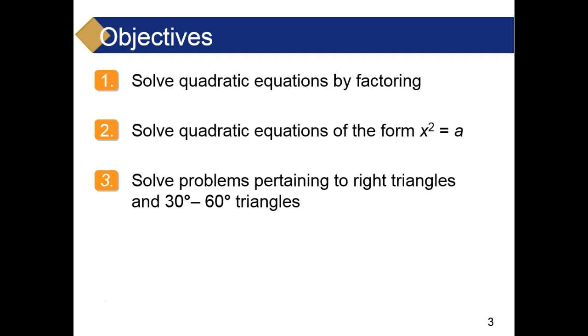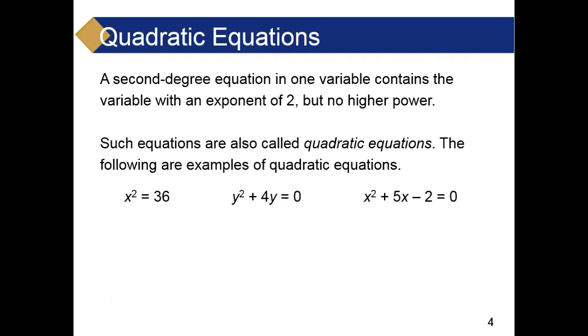What we'll be doing is solving quadratic equations by factoring, exactly what we were doing in 3.6 and 3.7. We will solve quadratic equations in a different way from what we've done before. So this is a new technique. And then we'll solve problems pertaining to right triangles and the 30, 60, 90 triangles, which we did right at the end of 3.6 and 3.7 as well, Pythagorean theorem. Okay? So this builds on what we were just doing.